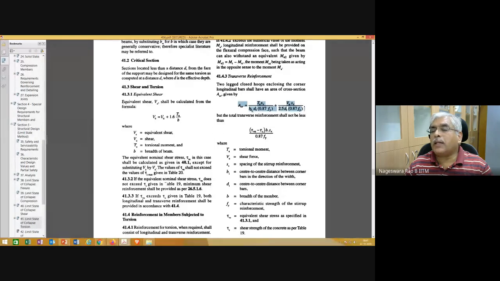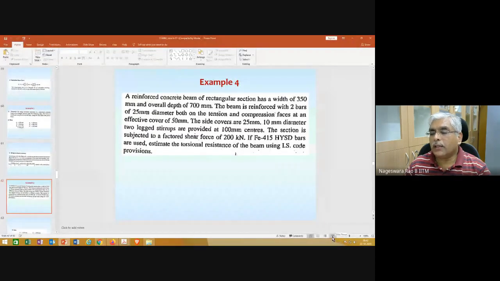And whatever description is given with the covers and other things, that is all to calculate this B1, D1. Spacing of reinforcement is given, grade of steel is given. So you should be able to estimate what is Fy, SV, all these things, and Vu is given. And the total ASV, two-legged stirrups, 10 mm diameter, that information is given. So ASV is given. So you should be able to estimate its torsional resistance. So that is what is illustrated here, and you can go through it.